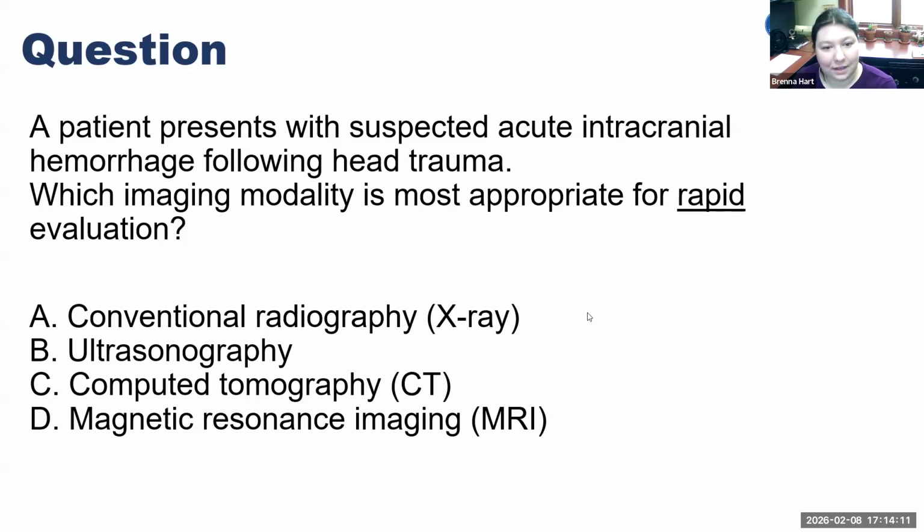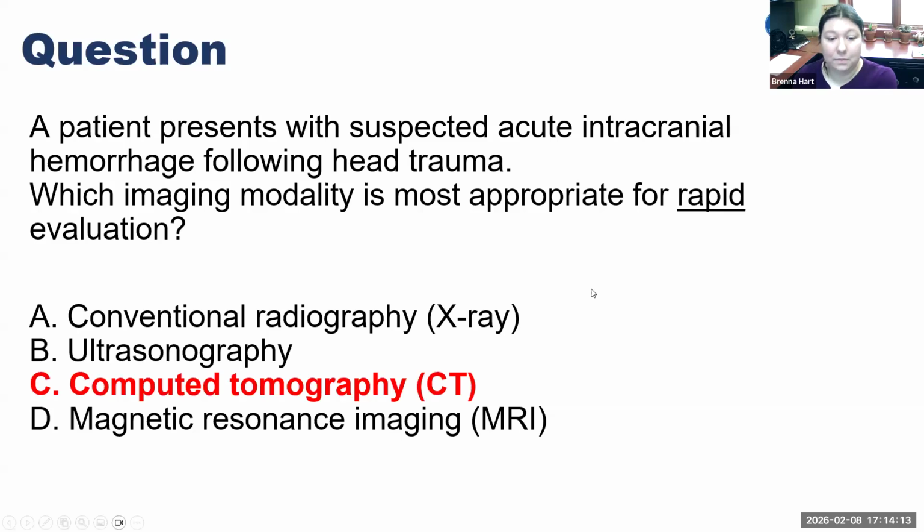So in this case, it'd be computed tomography because we're looking at soft tissue, we're looking for swelling, and we want it done rapidly. If it wasn't a rapid thing, I would probably say MRI, but because we are wanting fast results, CT would be the go-to in this case.